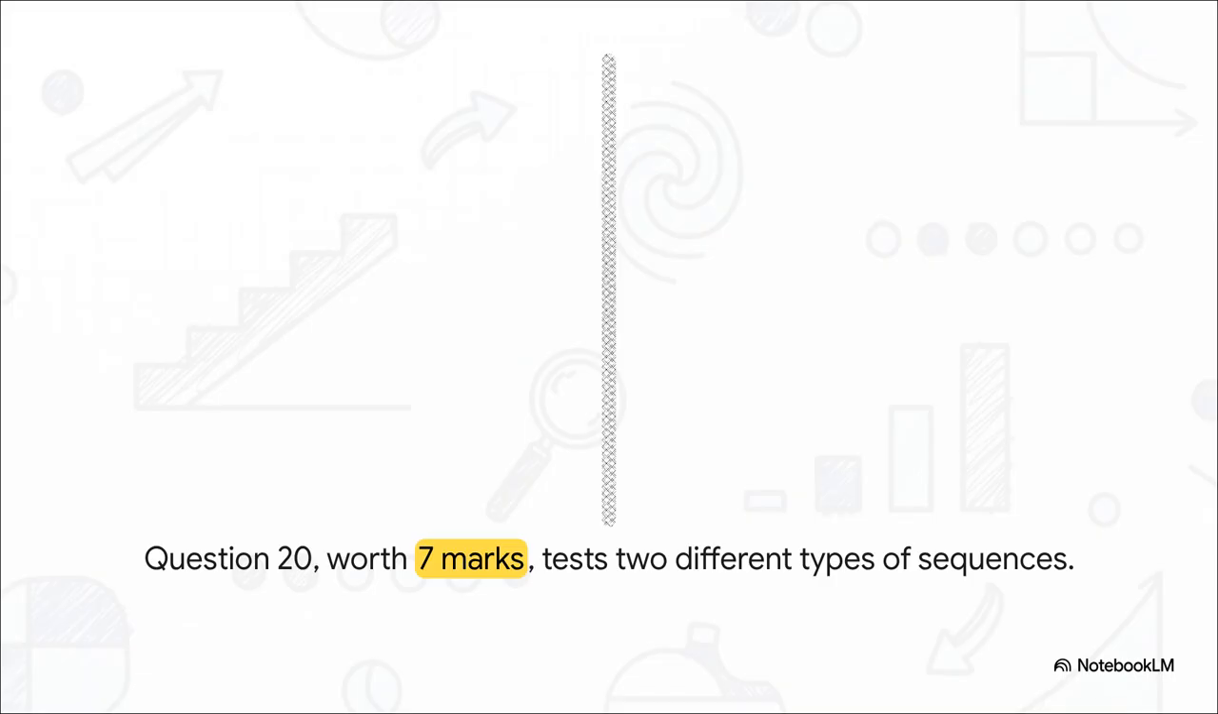Here it is, question 20, taken straight from a higher tier paper. You can see it's a two-parter and it's testing you on both arithmetic and geometric sequences. Now I know it looks like a lot, but I promise by the end of this you are going to have a super clear step-by-step method to nail both parts and bag all 7 of those marks.